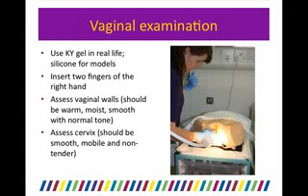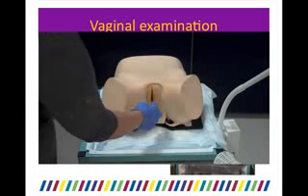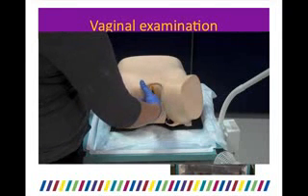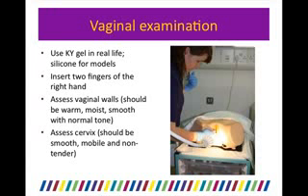To move on to the vaginal examination, in real life you would use KY jelly to lubricate your fingers, but silicone gel has been developed specially for the models. Insert two fingers of your right hand, warning the patient before you do so. Assess the vaginal walls. These should be smooth, warm and moist with a normal tone. And assess the cervix, which should be smooth, mobile and non-tender. You may be able to get an impression of whether there is a multip or a nullip.